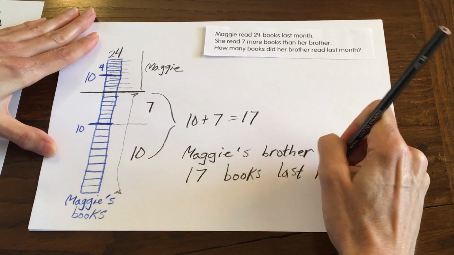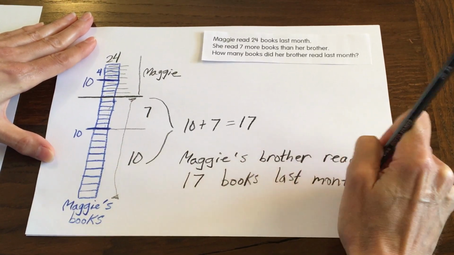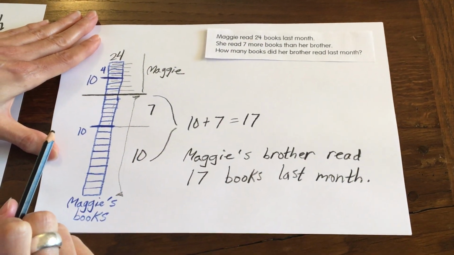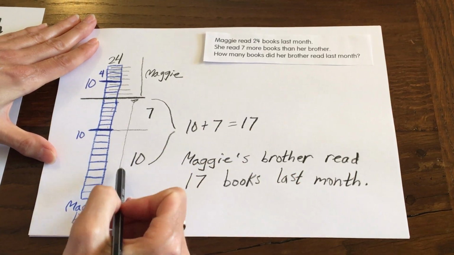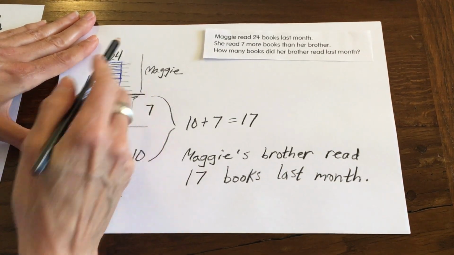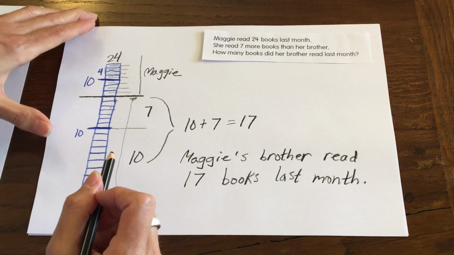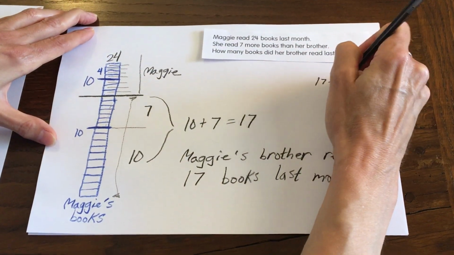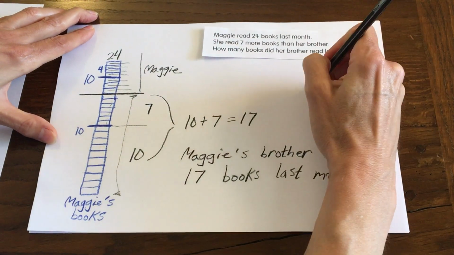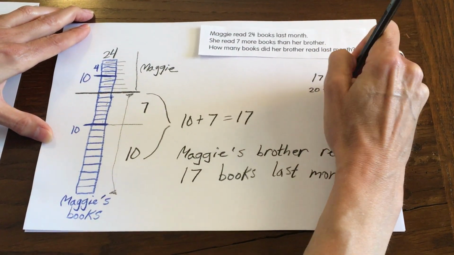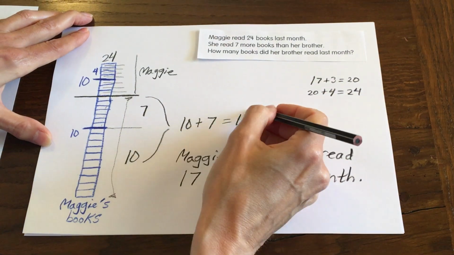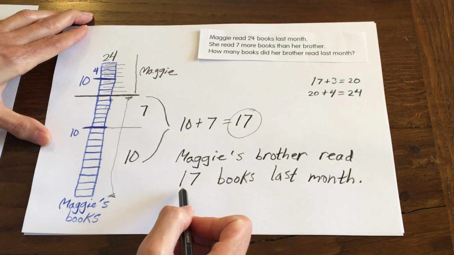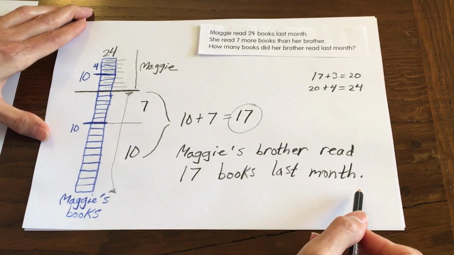last month. Now I just want to make sure that this is correct. Maggie read 24. She read 7 more books than her brother. If I add 7 to 17, do I get 24? Well, 17 plus 3 makes 20. I'm just going to check it over here. 20 plus 4 equals 24. So, yep, this is correct for her brother. Maggie's brother read 17 books last month.